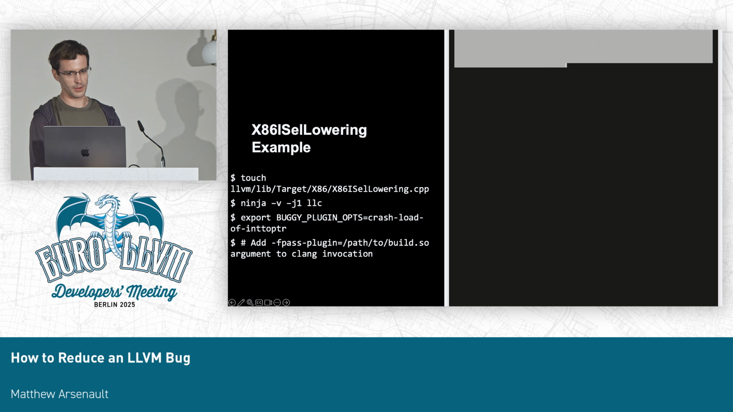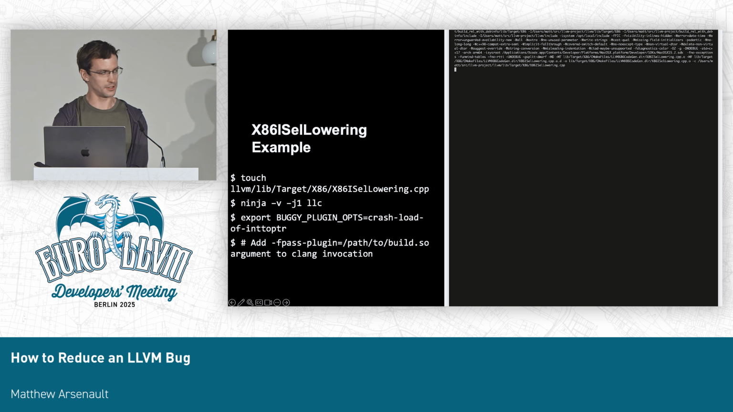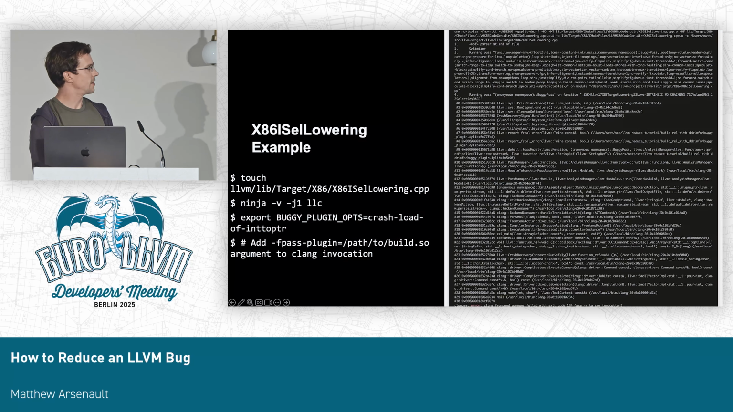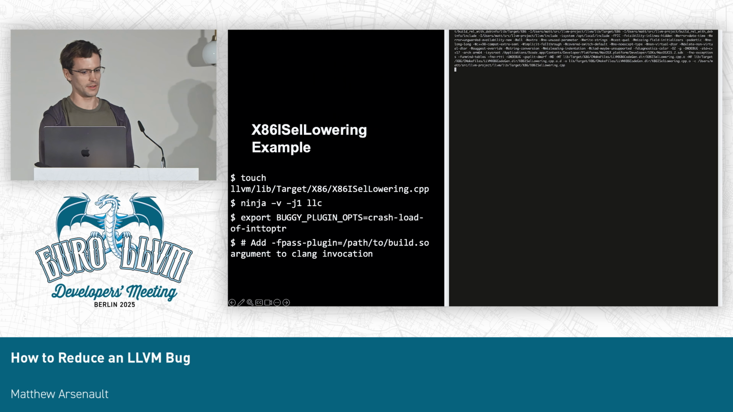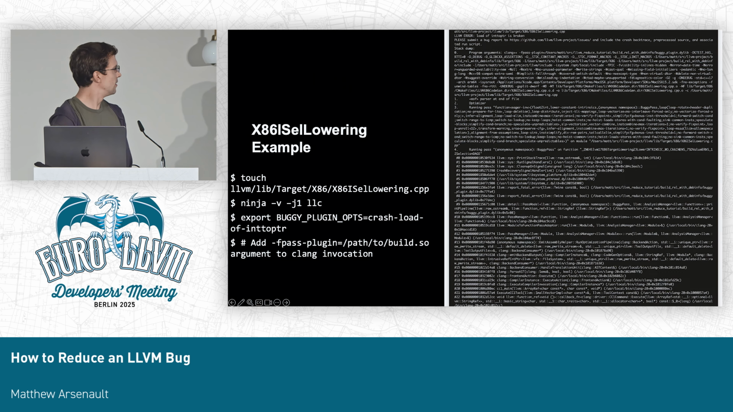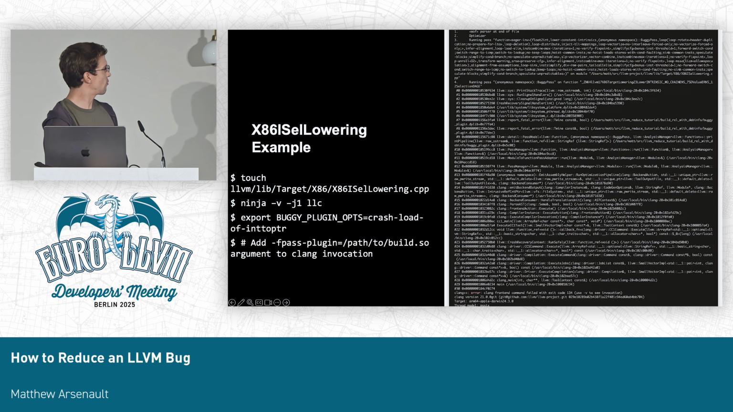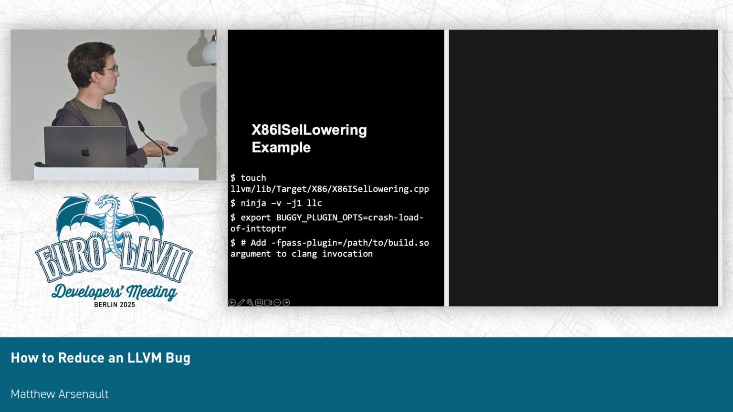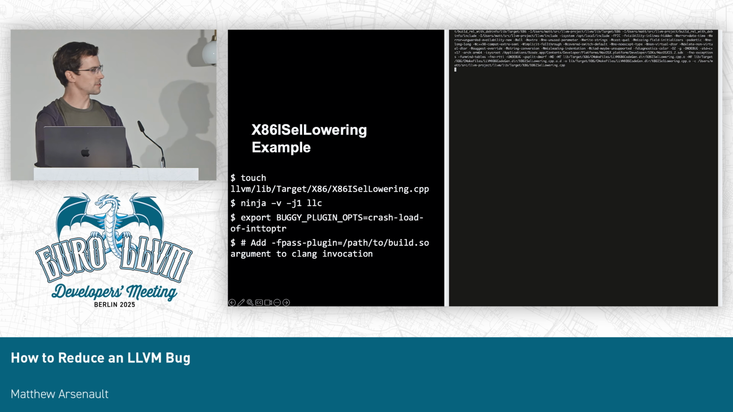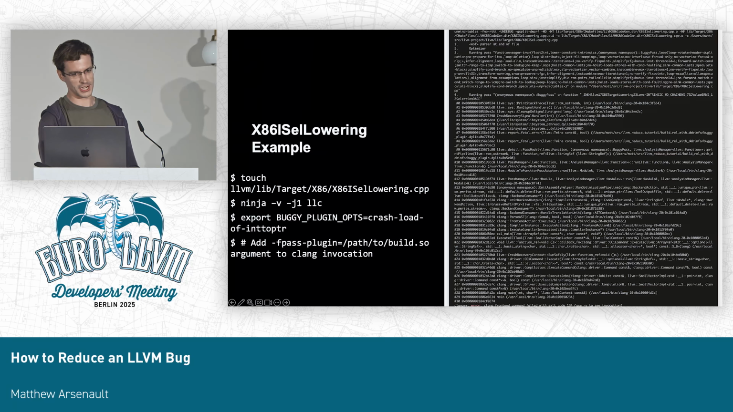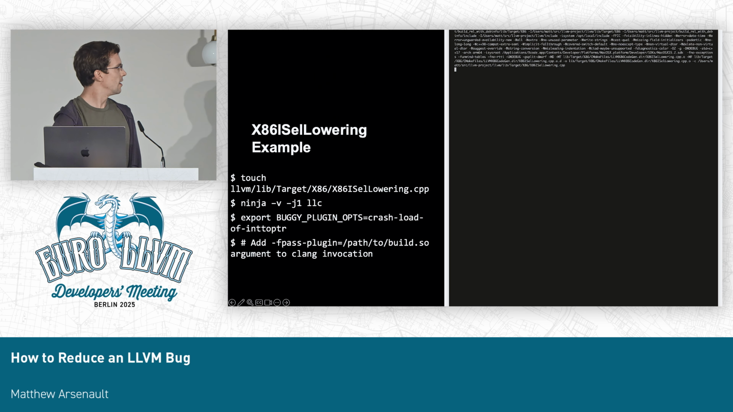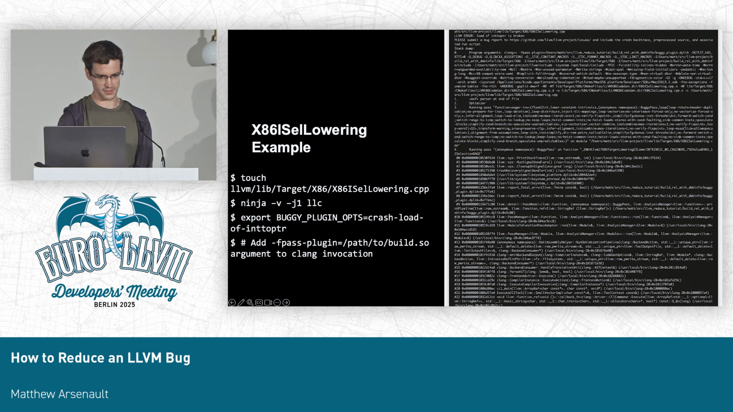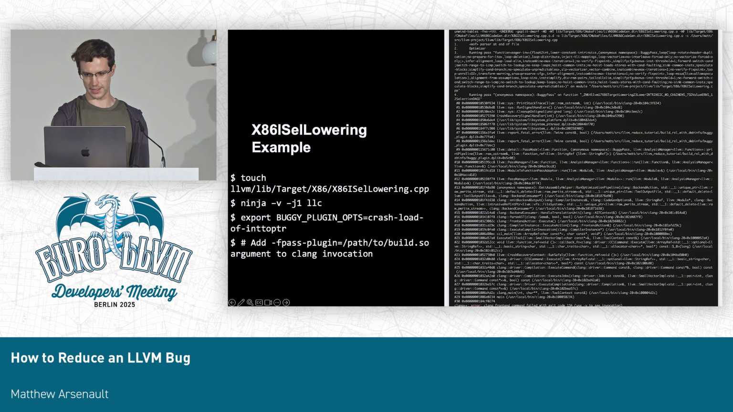So for this example, I'm going to try inducing a crash in LLVM itself. I picked X86ISelLowering.cpp. It's everyone's favorite file. It's one of the biggest in the whole project. And I'm going to enable this crash where we're going to crash on a load from an int pointer. So you can just run ninja -v and then copy and paste the run line, add the -fpass-plugin, set this environment variable, and it should get this crash.